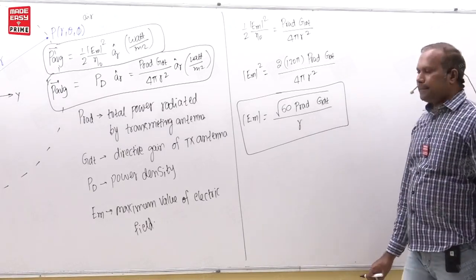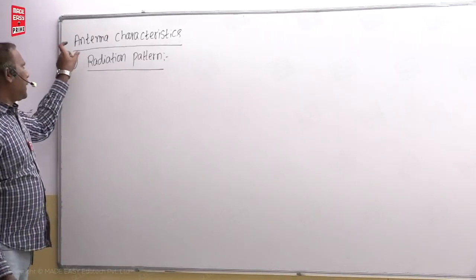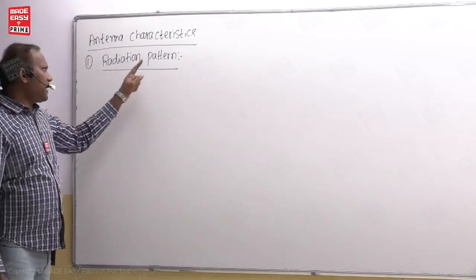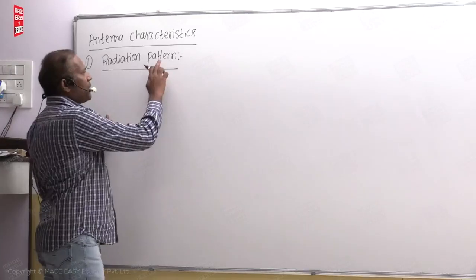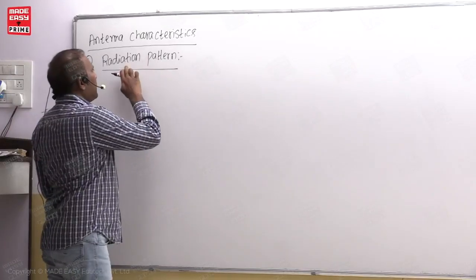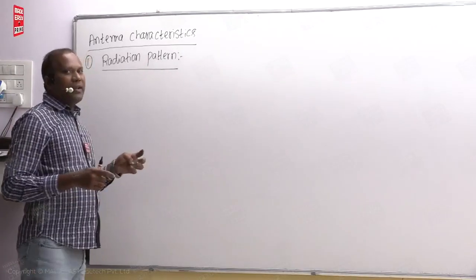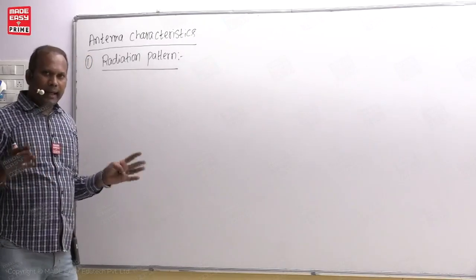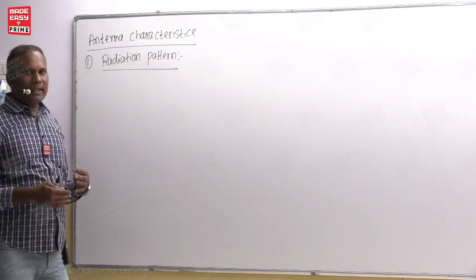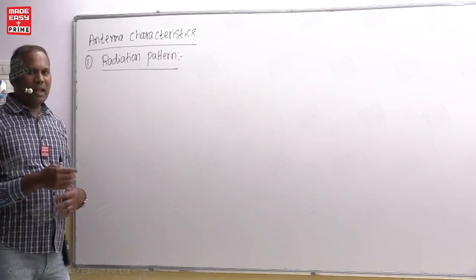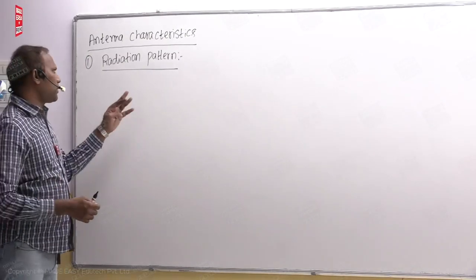Okay, right. Right, students. Antenna characteristics. First one is radiation pattern. So radiation pattern means shape. Radiation pattern means in which direction the antenna radiates, and what is the value of the electric field, what is the shape of the electric field, what is the shape of the power pattern. We have to see those things.